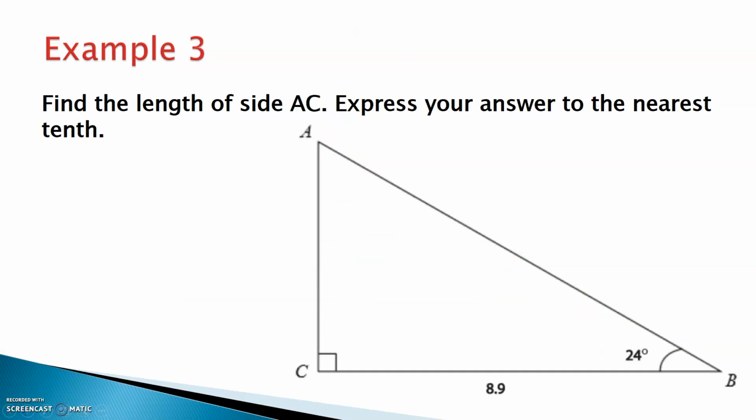So let's jump over to this next example. Example 3, it says find the length of side AC. So from A to C, I don't know what that is. I'm going to label that just X. Okay, that's what I'm trying to find.